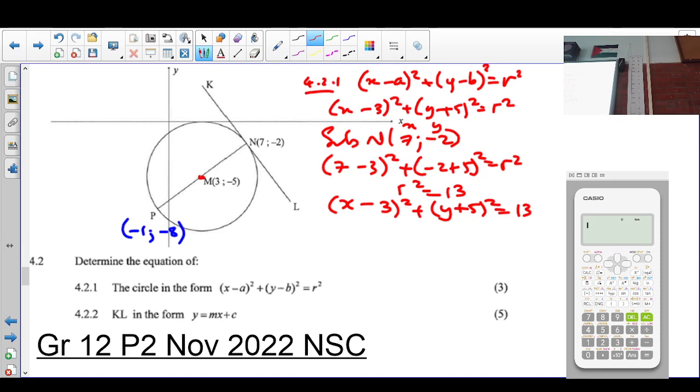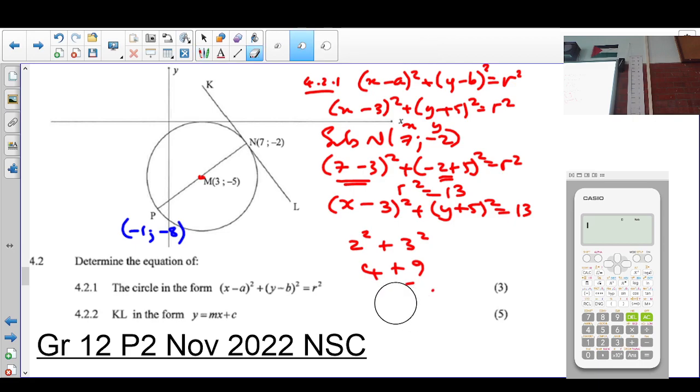Huh? 25. So this is going to be 2 squared. That's going to give you 3 squared. How did I get 13? So that is 4 and 9. Which is 25. No, it's 30. Where did I go wrong?